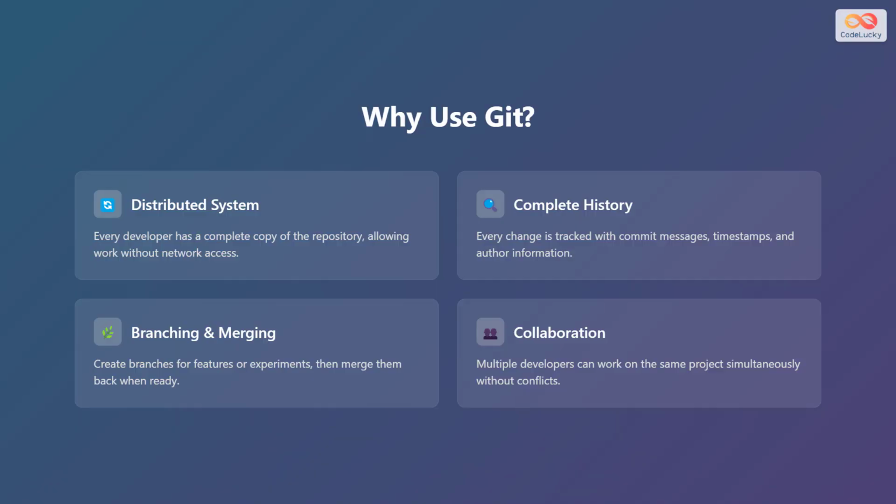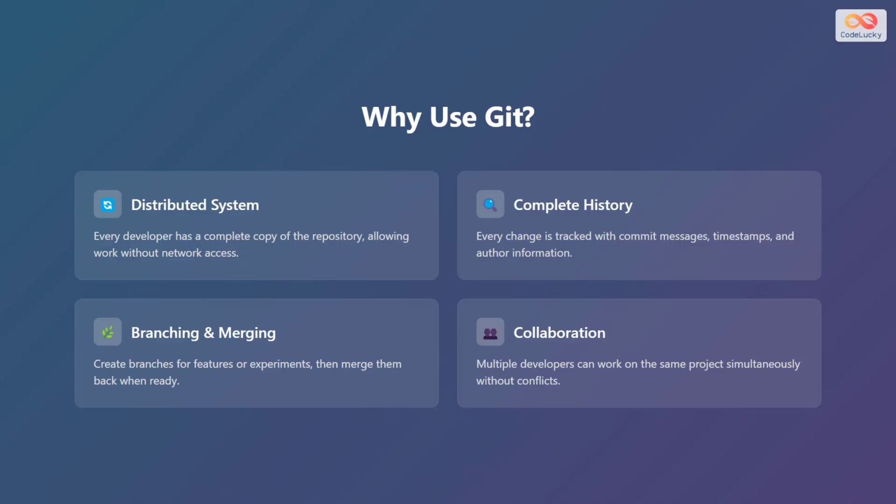Why should you use Git? First, it's a distributed system, meaning every developer has a complete copy of the repository. This allows work to continue even without network access. Git also maintains a complete history. Every change is tracked with commit messages, timestamps, and author information.